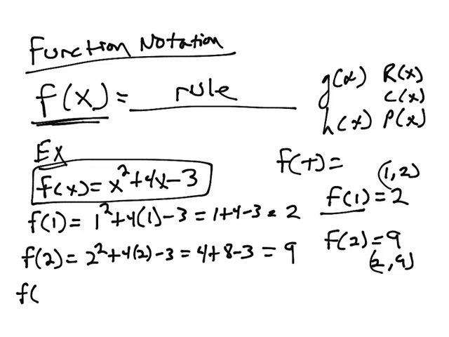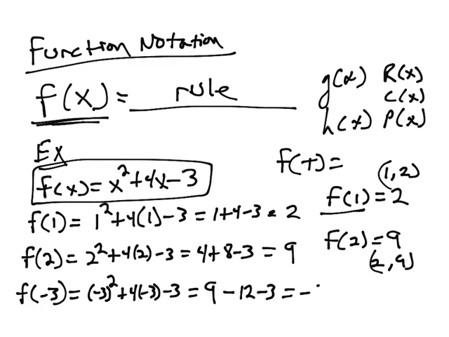We plug in negative 3, just picking on a negative number. Then we get negative 3 squared plus 4 times negative 3 minus 3. So negative 3 squared is 9. Negative times a negative is a positive. Minus 12 minus 3 is going to get you negative 6. So f of negative 3 would equal negative 6.